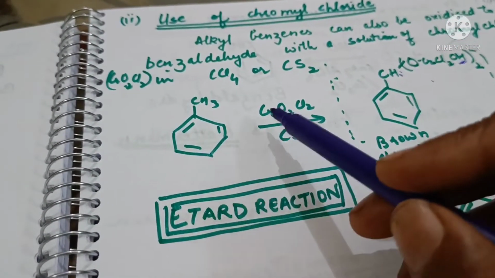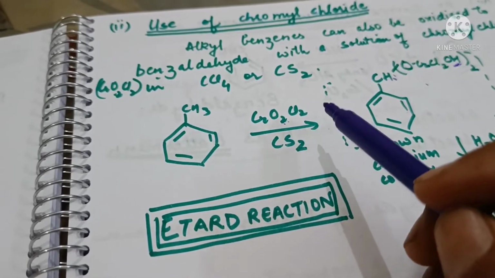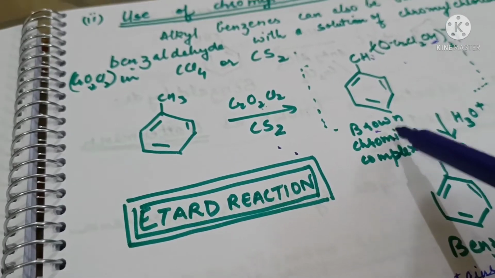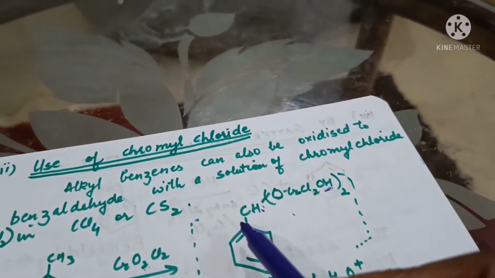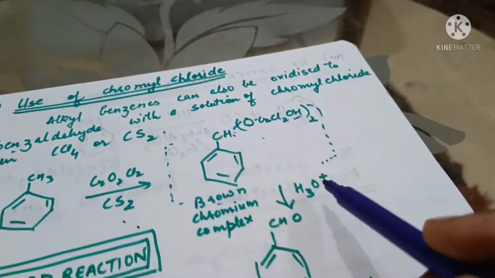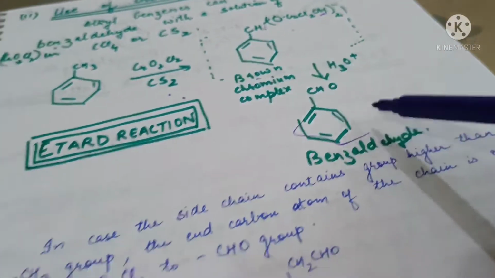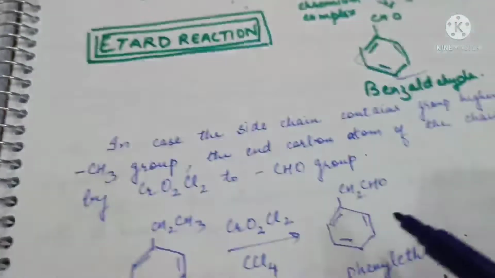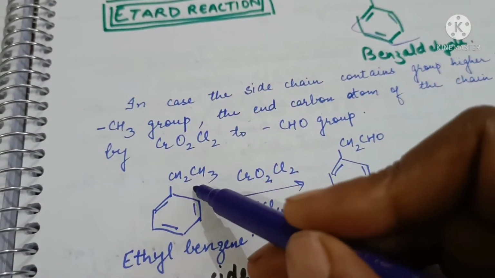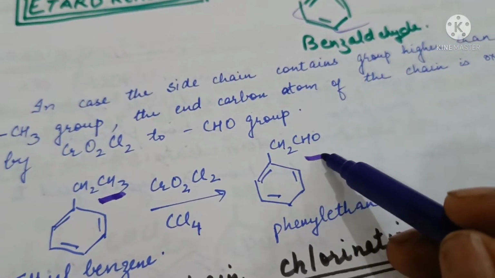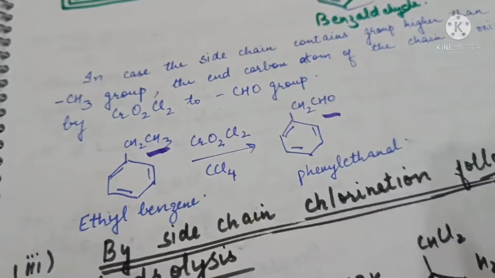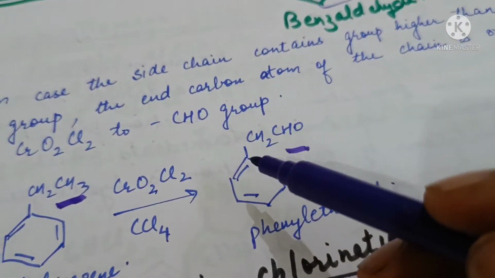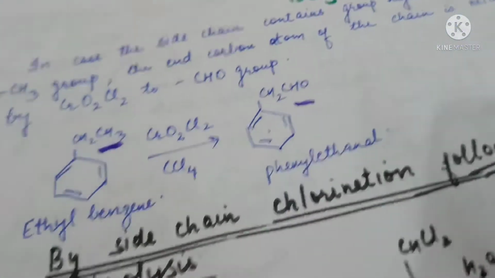Once again, alkyl benzene is reacted with chromyl chloride in presence of carbon disulfide to form a brown chromium complex, C6H5CH(OCrCl2OH)2, which on hydrolysis will form benzaldehyde. In case the side chain contains an alkyl group greater than methyl group, then the end carbon will get oxidized to aldehydic group. So for example, ethyl benzene will get converted to phenyl ethanal.